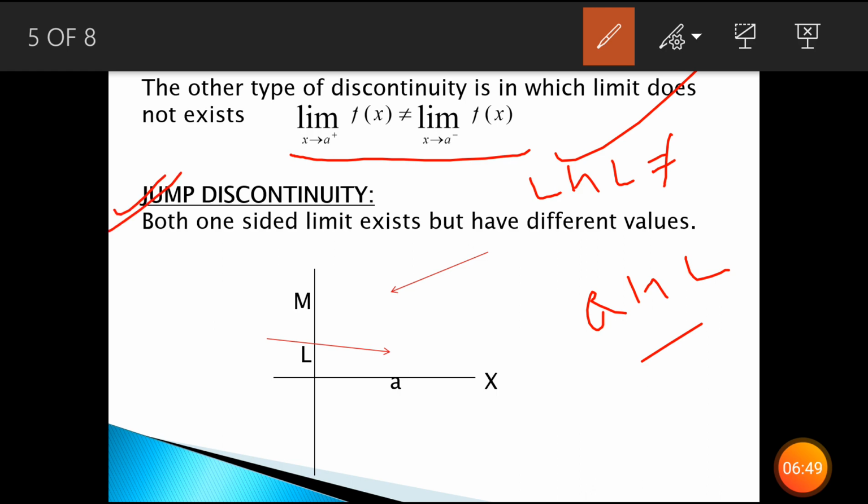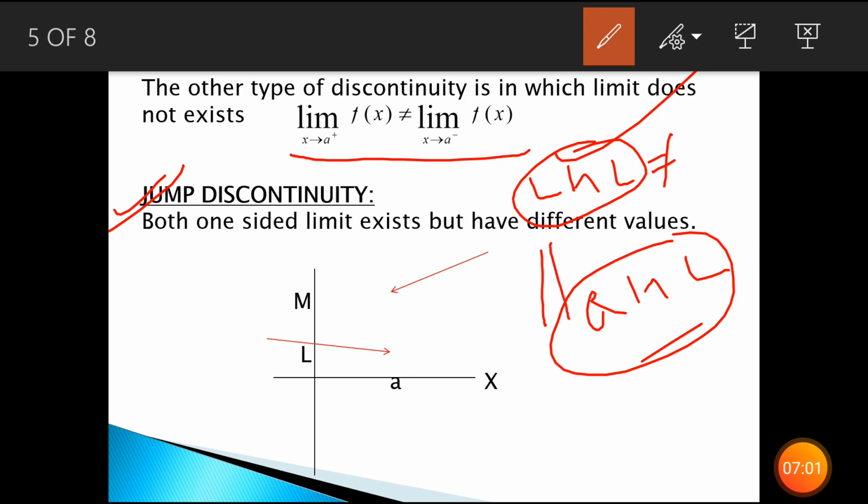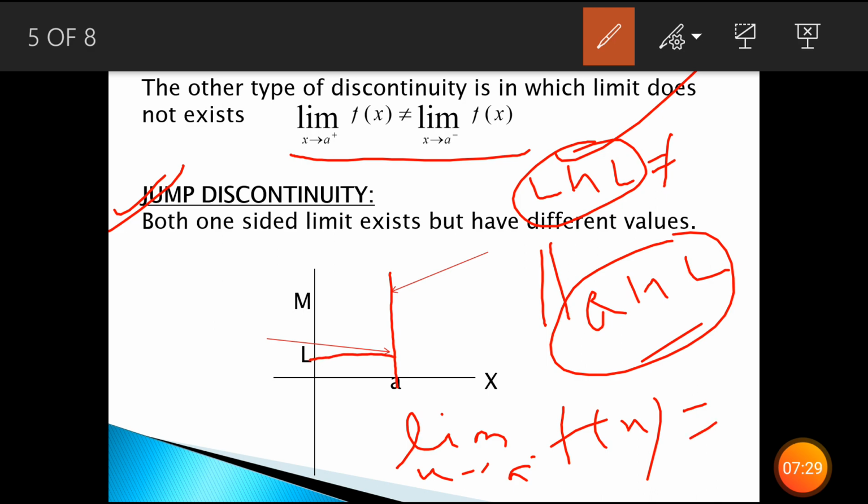In this, many cases are there, so I am going to discuss two of the cases. The first is jump discontinuity. What is jump discontinuity? When both limits, left hand limit and right hand limit, exist, but they are not equal. Means both are existing in themselves but they are not equal to each other. Like in this diagram you can see what is happening here. At x equals a, from the left hand side, limit x tends to a minus f(x) is getting the value, just see the value, this is L.